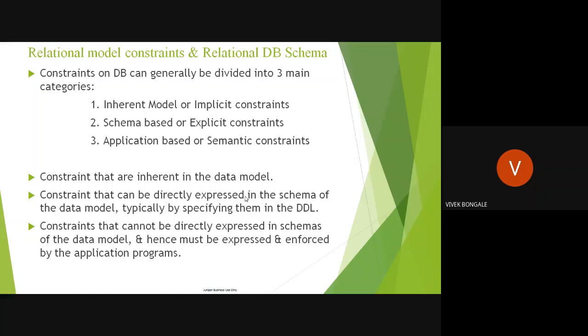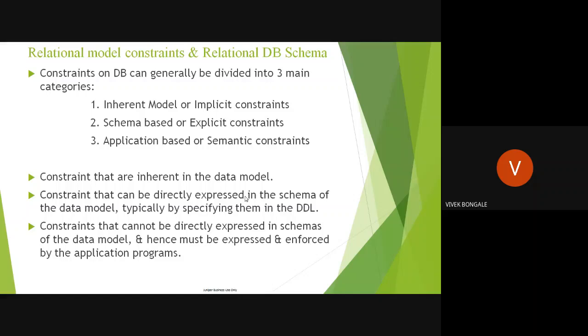Today, we're going to see the concept on relational model constraint and relational database schema. Basically, what is constraint? Constraint is nothing but a restriction. Constraint is a restriction that we are applying on the database. Either we can apply a constraint on the attribute, or we can apply the constraint on the rows. Constraints on a database can generally be divided into three main categories.